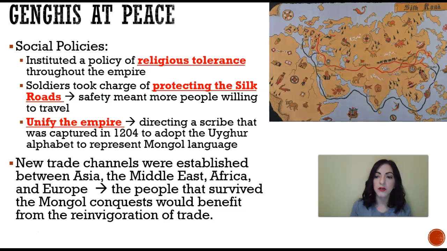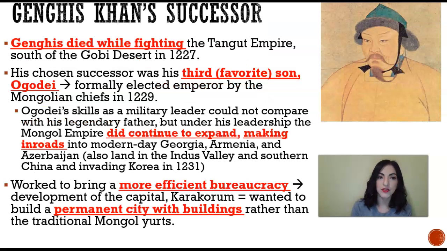He also tried to unify the empire somewhat. Even though he was tolerant of a lot of other cultures and religions and people, he wanted to adopt one unified language to help represent the Mongol culture, and he adopted the Uyghur alphabet to do that. Because of the prosperity from all of these things, new trade channels were established between Asia, the Middle East, Africa, and Europe. Anybody who managed to survive and not die from diseases or warfare benefited greatly from this trade.